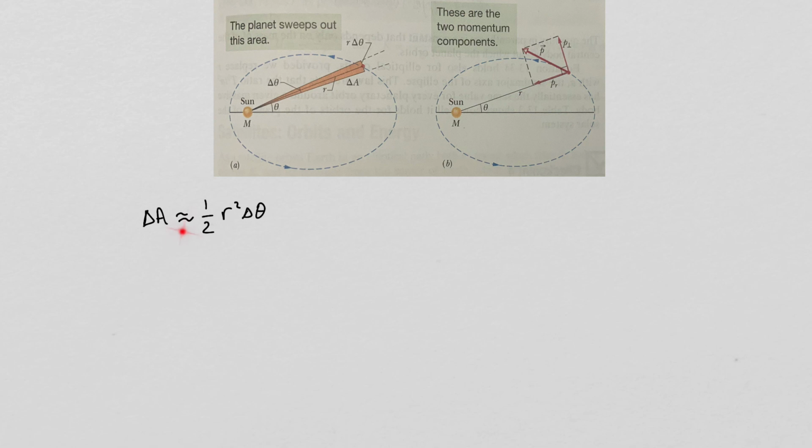Now notice that this is an approximated result. And this is because this area delta A is pretty large actually. So if I want to get an exact result, I must decrease the time interval.